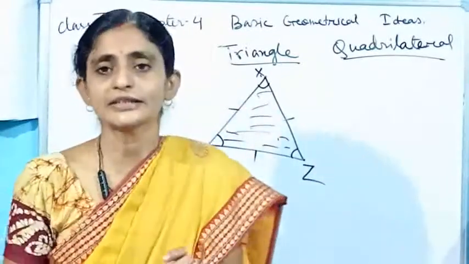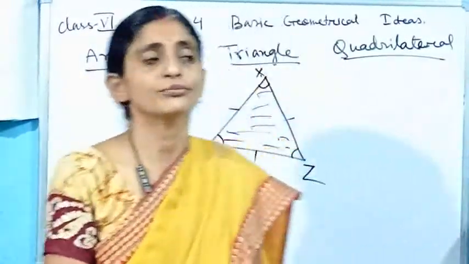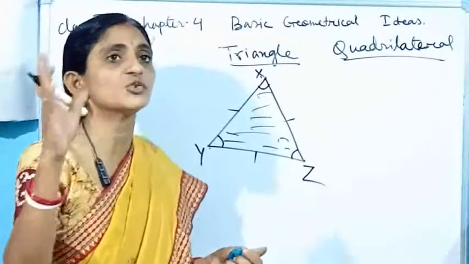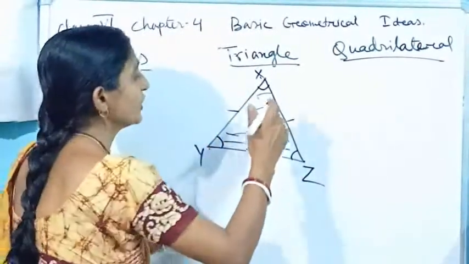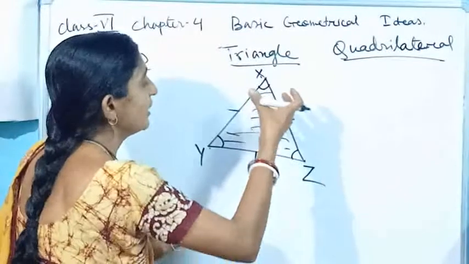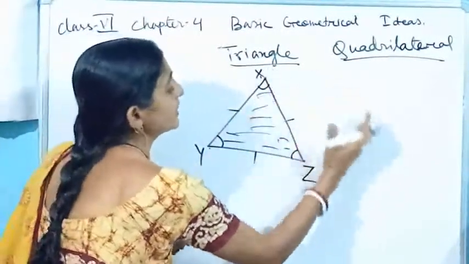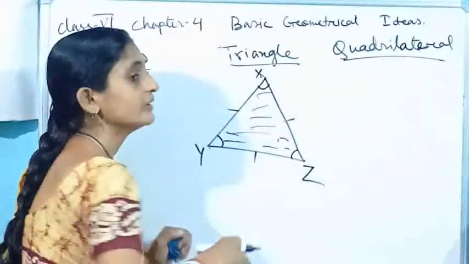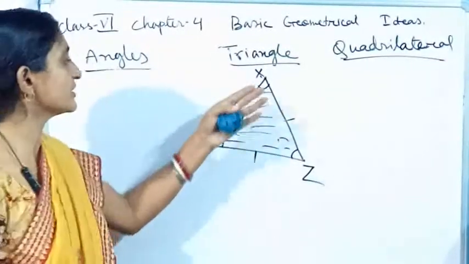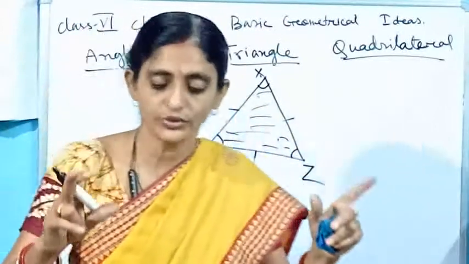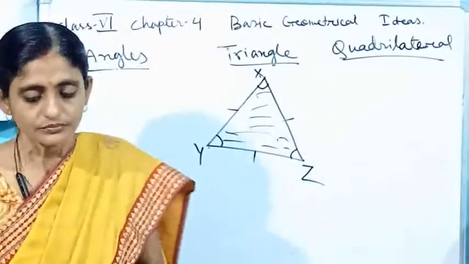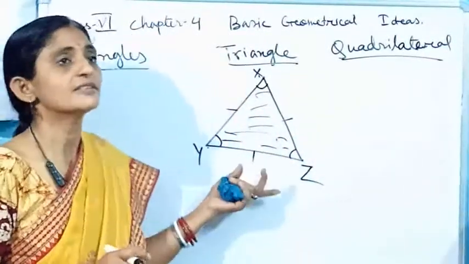So in this case, if you are asked which is the exterior of that triangle, you can say it is the area except the part enclosed by these three sides. That means this whole outside is the exterior. Here the sides are working as a boundary.